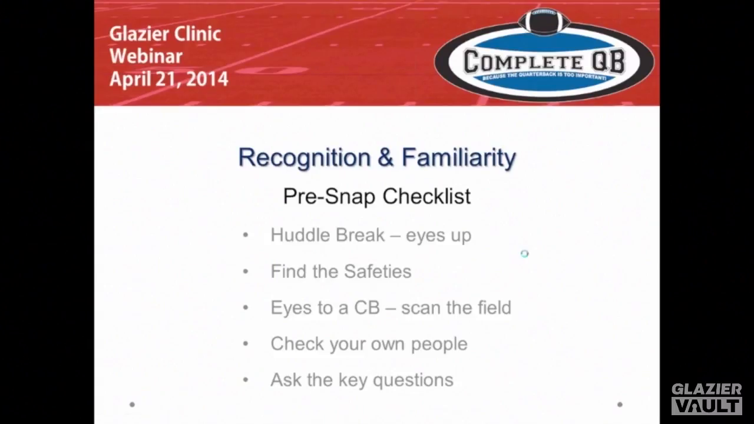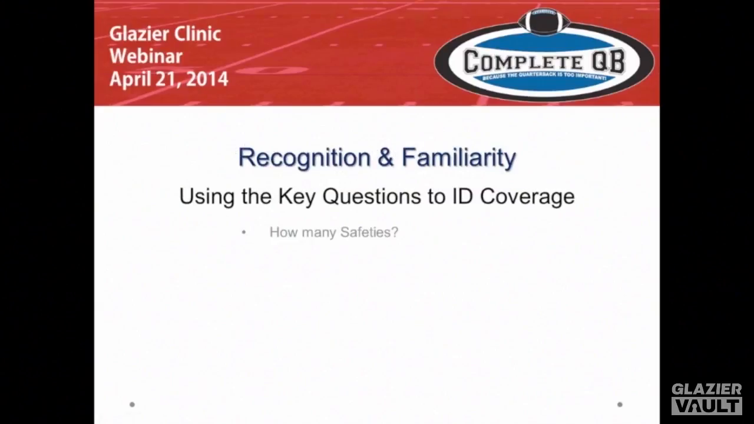And then we got to ask some key questions. What are the key questions? Well, this is how we're going to ID coverage. First thing we say, we talked about this already, how many safeties do we have? And then finally, for our cornerbacks, what's the depth of the cornerback? How far off the line of scrimmage is he? What's his leverage? Is he outside leverage? Is he head up? Is he inside? And finally, where are his eyes? And that's the biggest thing.